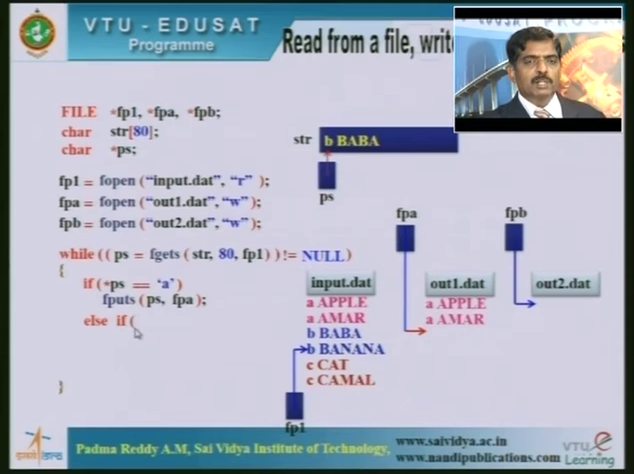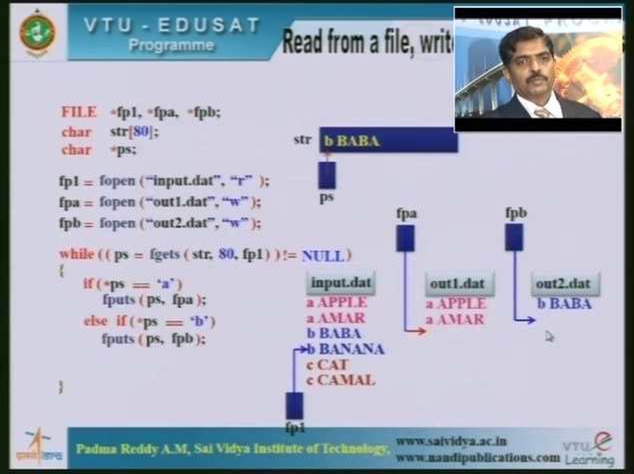In the else part we check whether PS points to B. If PS points to B, let us print this in the second file. So what will happen when I say fputs PS, FPB? What PS points to is read from the memory and sent to FPB. After this, it points to the next one.